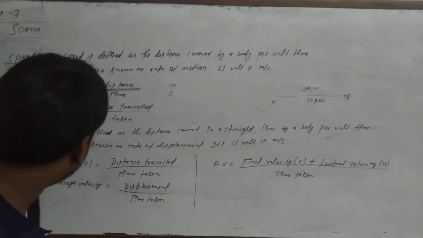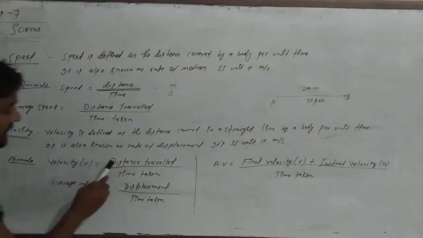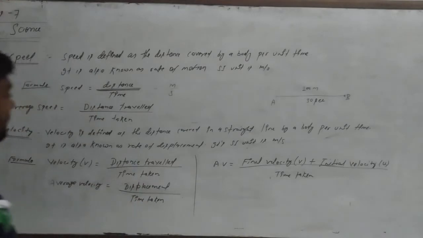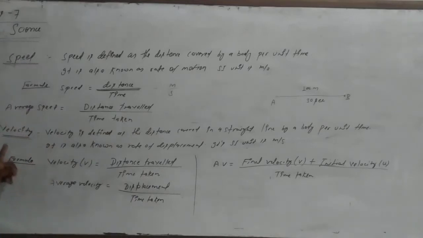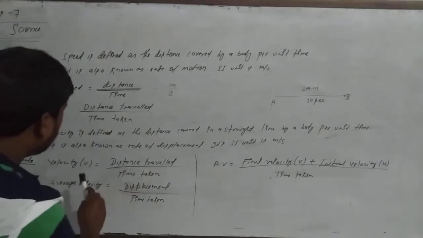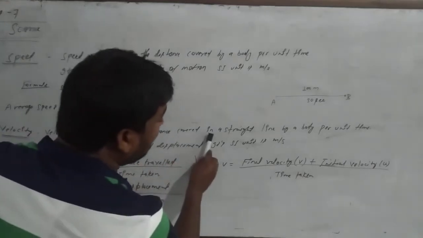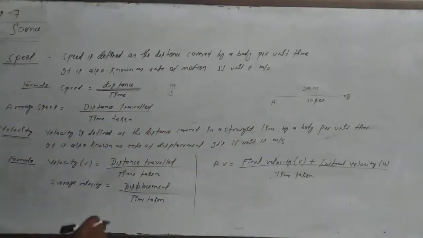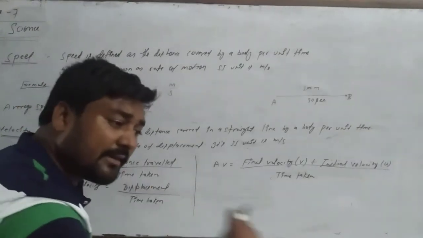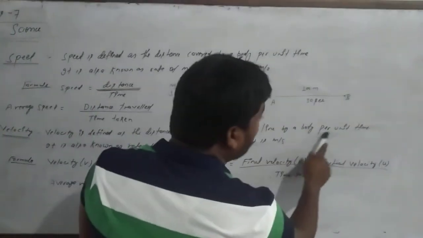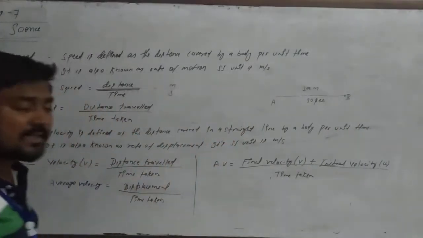Any confusion? So let's move to velocity. How can we define velocity? First, you know the formula: distance traveled upon time taken. So the average speed and velocity formulas are the same. How can we define it? It is defined as the distance covered in a straight line. Velocity is always covered in a straight line. The distance should be covered in a straight line by a body per unit time. It is also known as the rate of displacement.